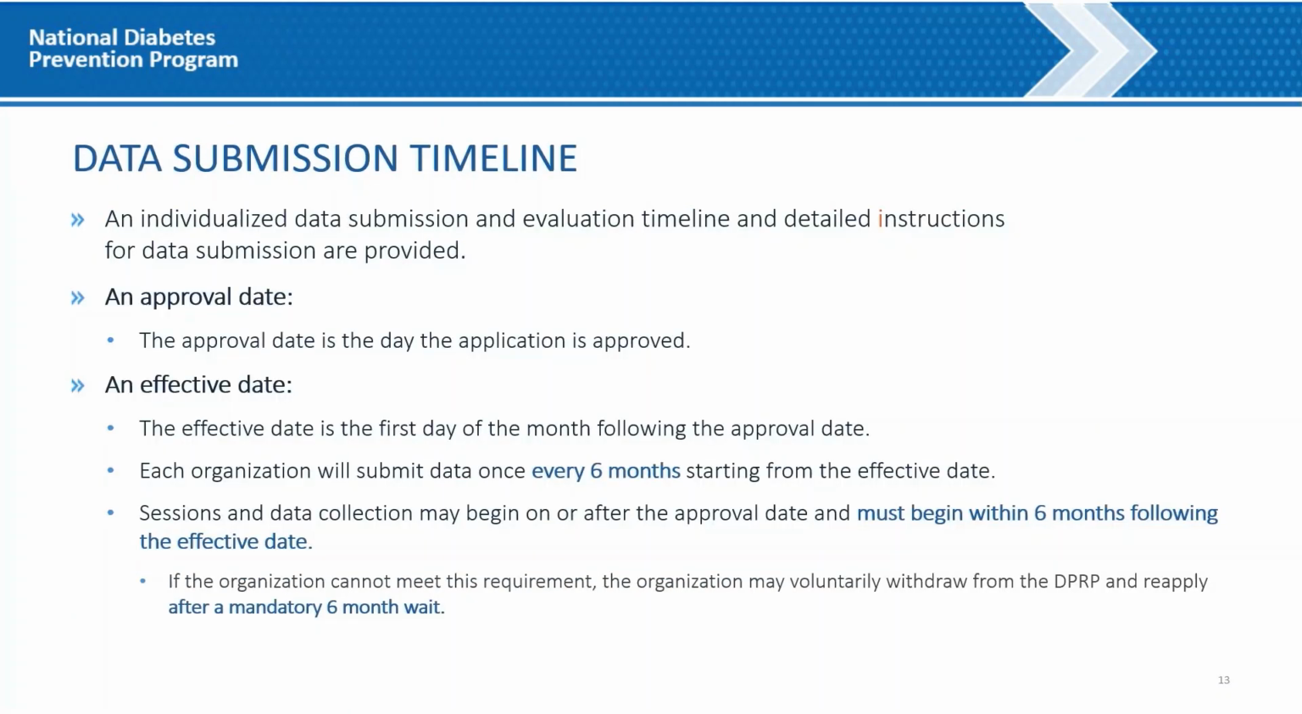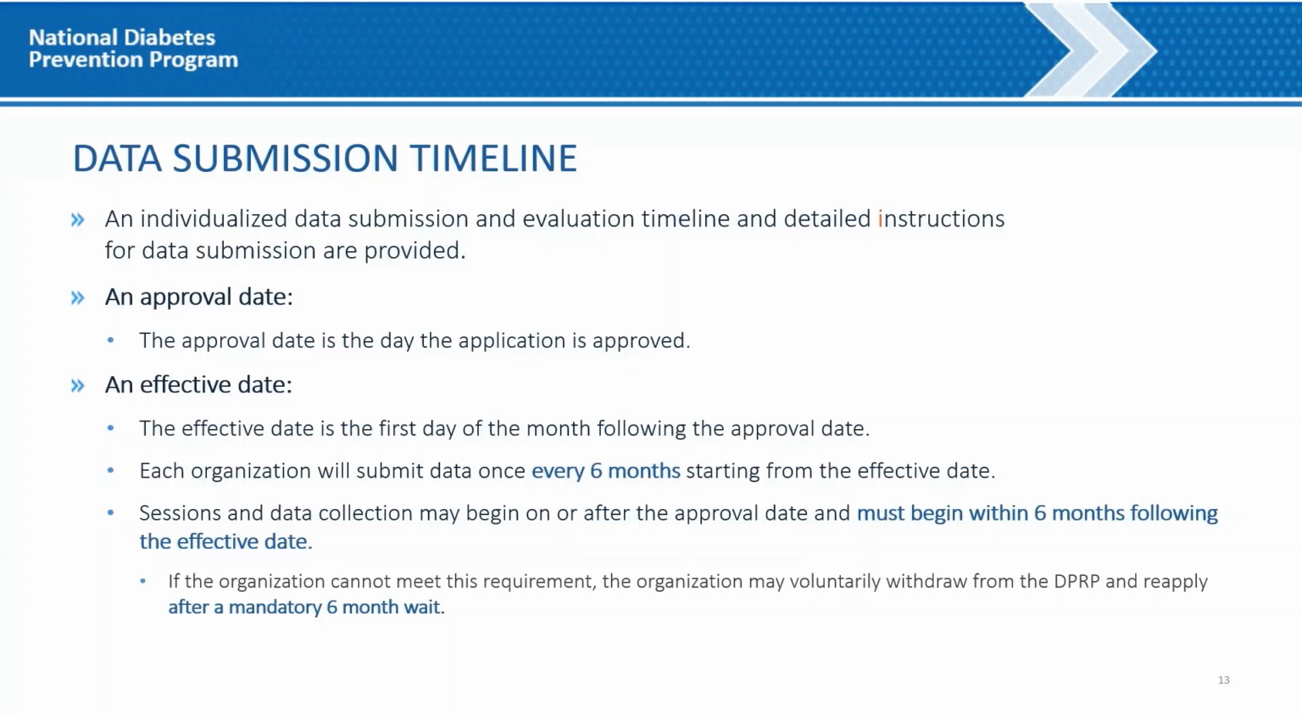Data submission timeline. As previously stated, once an organization has been approved, the DPRP will send a data submission and evaluation timeline specific to the organization. There are a few important dates to keep in mind. The approval date is the date an application was approved. The effective date is the first day of the month following the approval date. Organizations will submit data every 6 months starting from this date.